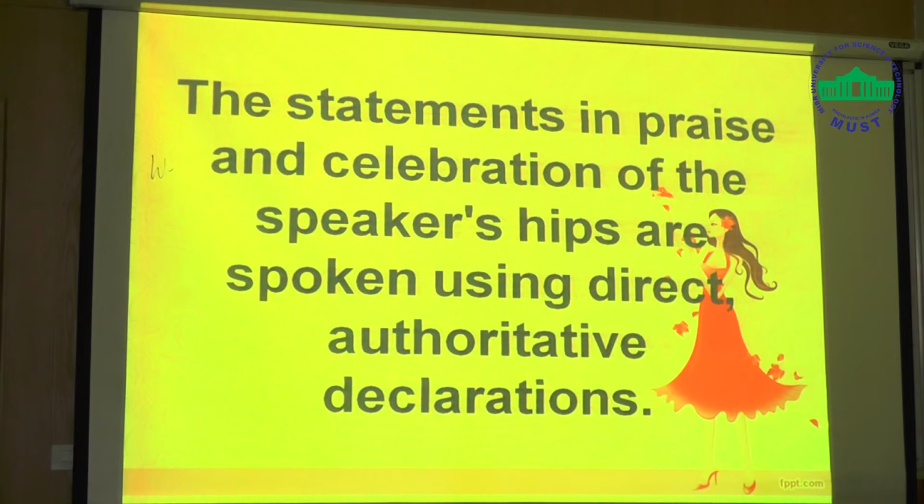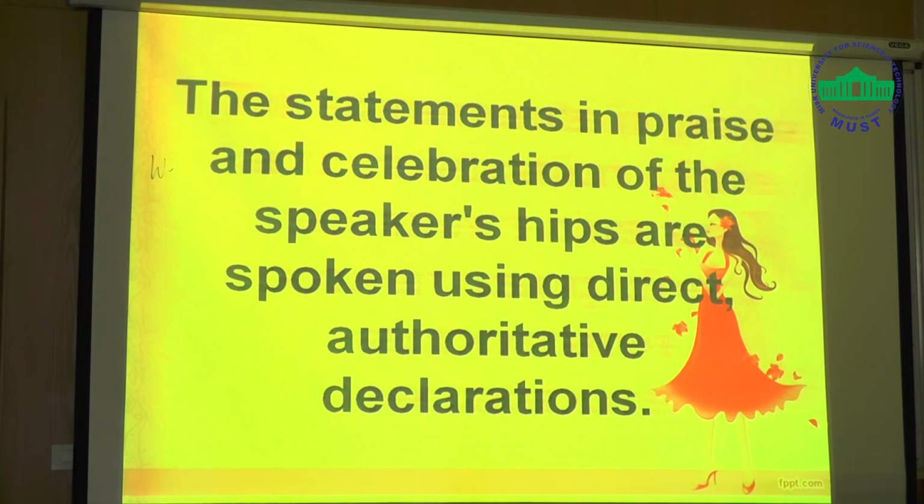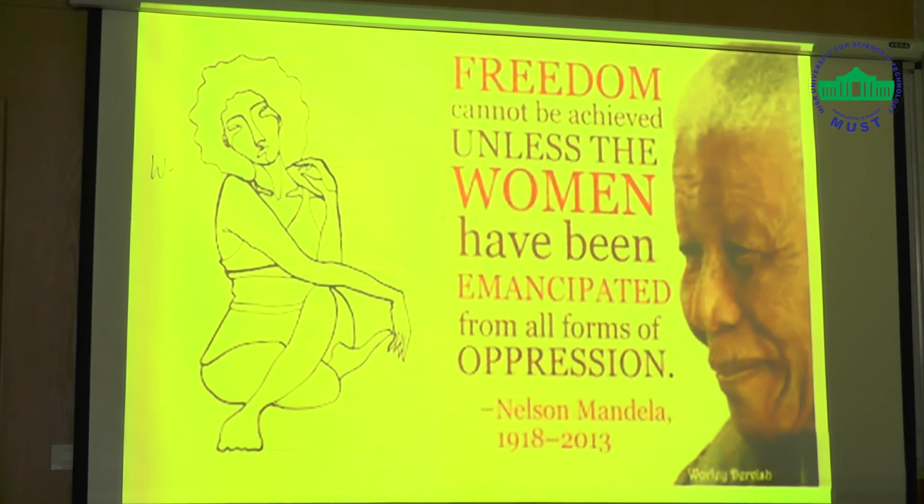What is important about the poem is not only the use of poetic techniques and expressions. The speaker's description of her hips is not only manifested in poetic terms, but she also uses powerful, short statements of fact. She is stating a fact about women's position in an oppressive society: limitation, imprisonment, confinement. She is against all. So we have to end our presentation with a famous quote said by Nelson Mandela: freedom cannot be achieved unless the women have been emancipated from all forms of oppression.